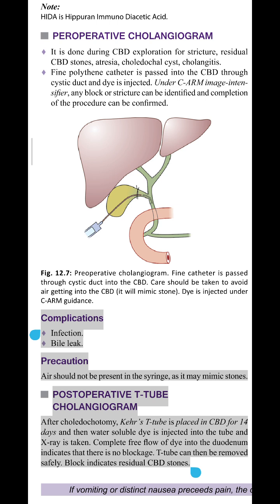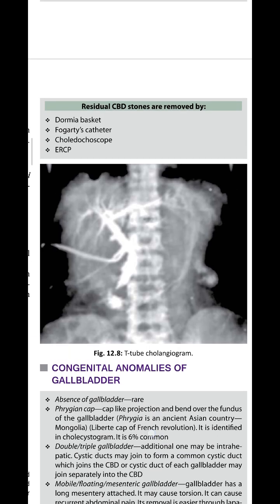Postoperative T-tube cholangiogram. After choledochotomy, Kehr's T-tube is placed in CBD for 14 days and then water-soluble dye is injected into the tube and X-ray is taken. Complete free flow of dye into the duodenum indicates that there is no blockage. T-tube can then be removed safely. Block indicates residual CBD stones. Residual CBD stones are removed by Dormia basket, Fogarty's catheter, choledocoscope, ERCP.